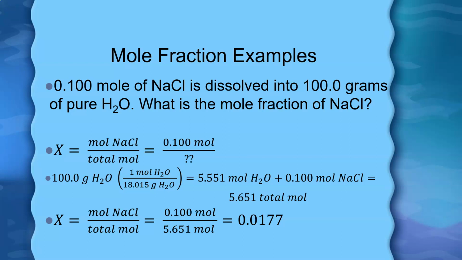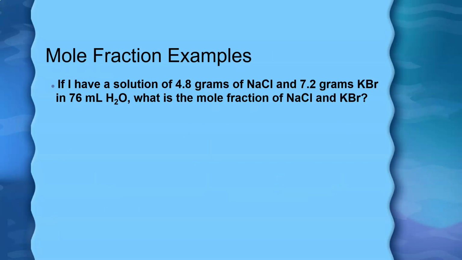So here's one more example problem. And again, I'd like you to try pausing it and then going ahead and trying it again. So here's your problem. You have a solution which contains 4.8 grams of sodium chloride and 7.2 grams of potassium bromide in 76 milliliters of H2O. What is the mole fraction of sodium chloride and potassium bromide? Again, I'm going to give you a second to pause this and try it, and then check your work.